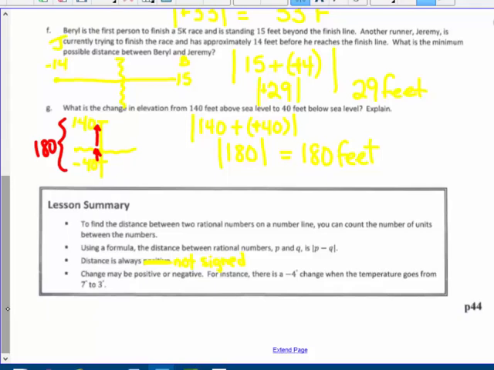Change may be positive or negative. For instance, there is a negative 4-degree change when the temperature goes from 7 to 3, right? It dropped 4 degrees. So change could be positive or negative. But distance cannot be positive or negative.